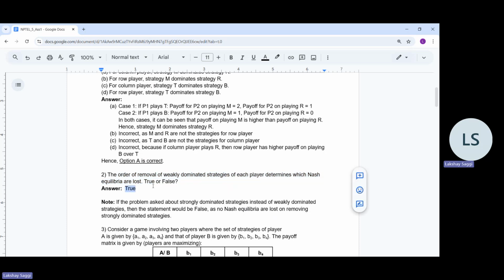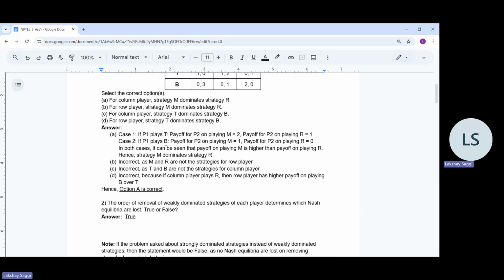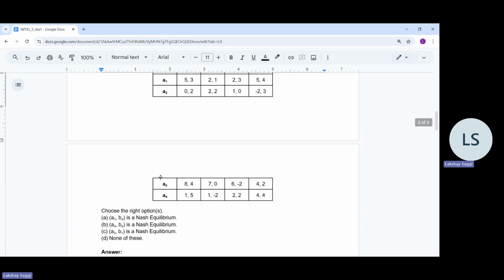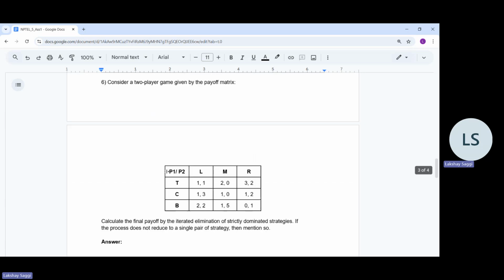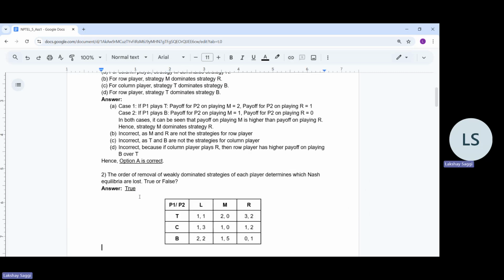Okay. So this statement was true, and when we complete this, we'll again have to describe an example. If we are claiming that this statement is true, then we have to provide an example where the order of removal of strategies determines which Nash equilibria are lost. And again, I'm just quoting the example from the lectures. Maybe I'll just copy this table from here. And we'll show a game where the order of removal actually determines which strategies are lost.